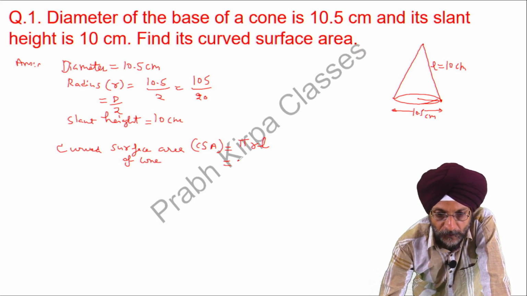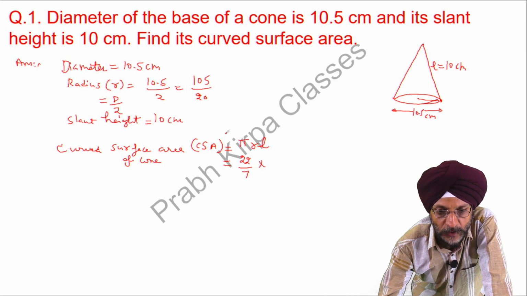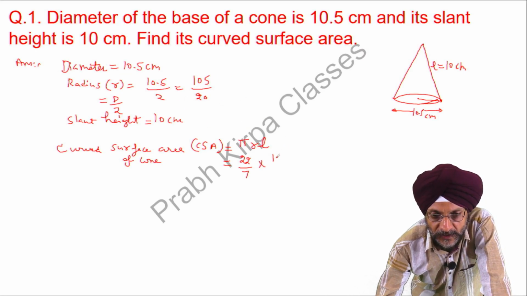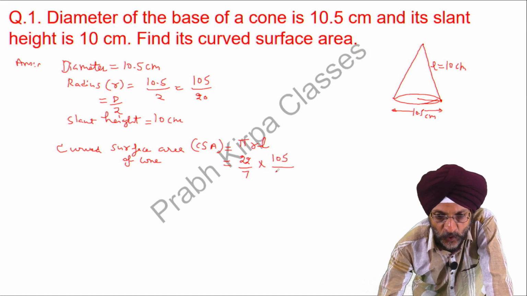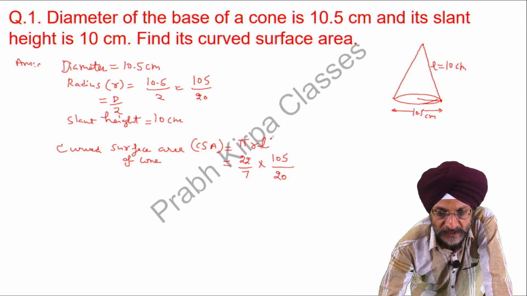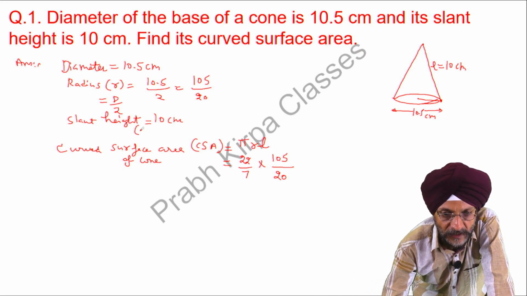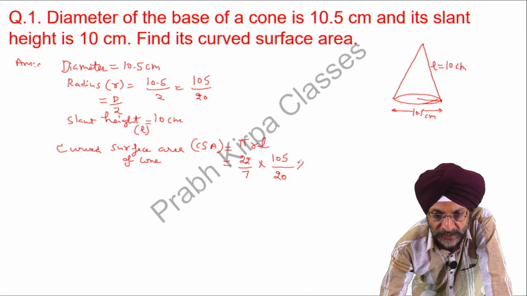What is the value of pi? It is 22 over 7. What is the value of R? We have calculated 105 over 20. What is the value of L? The value of L is 10.